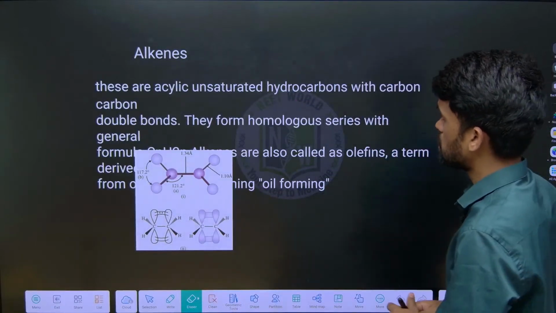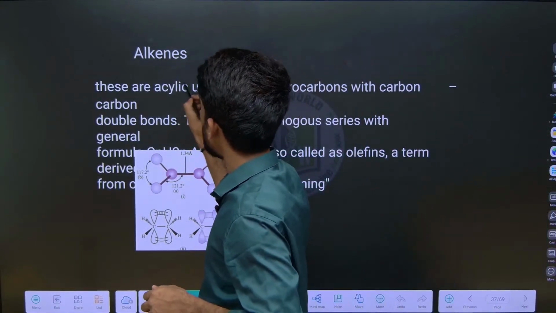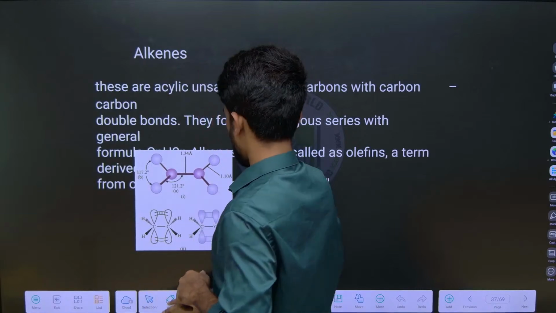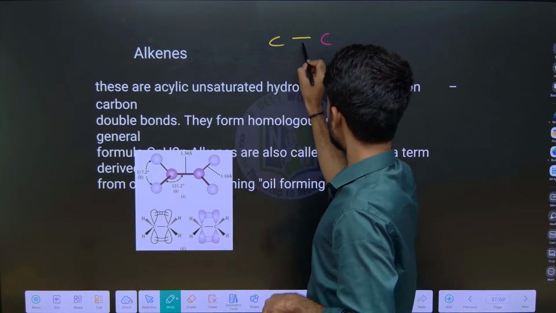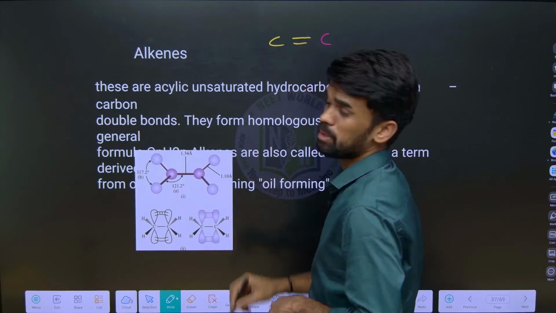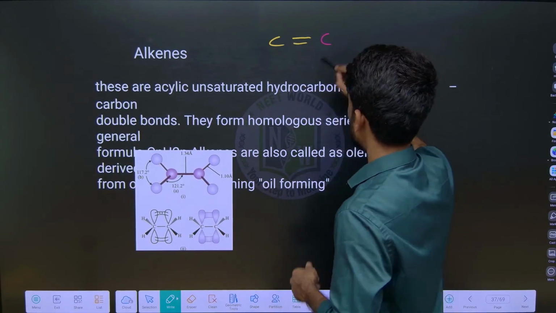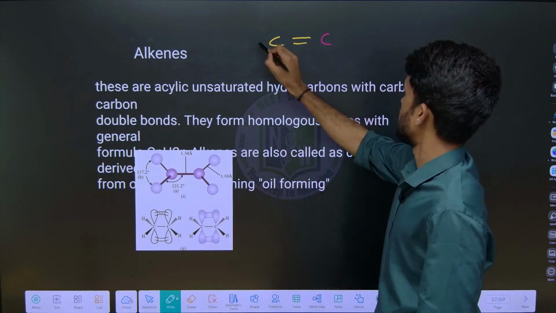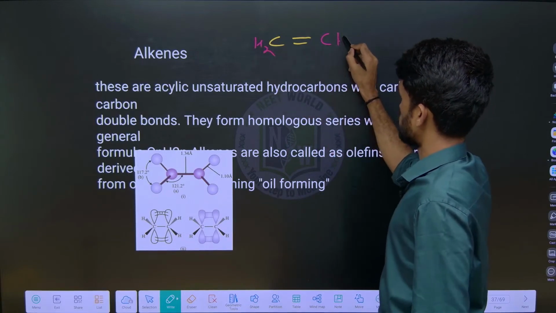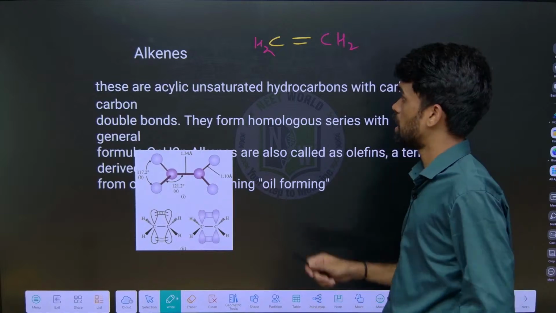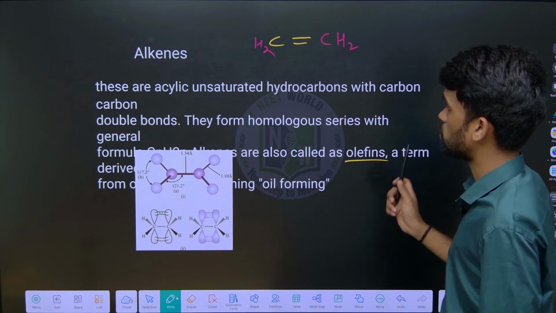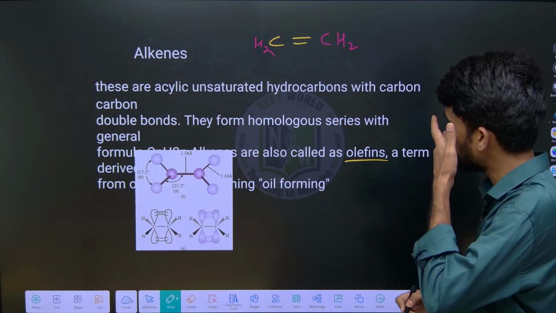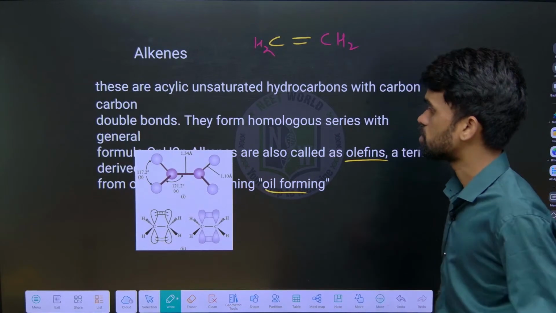So alkenes. So what are these alkenes? Alkenes are also having a carbon-carbon bond. Here it has one sigma bond and one pi bond like this. Okay, so the simplest alkene possible is CH2=CH2 like this. Alkenes are also called olefins because these are oily compounds. These are oily compounds, therefore they are called olefins also. Okay, so oil forming compounds.